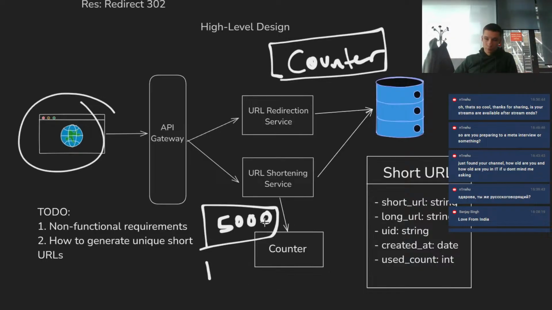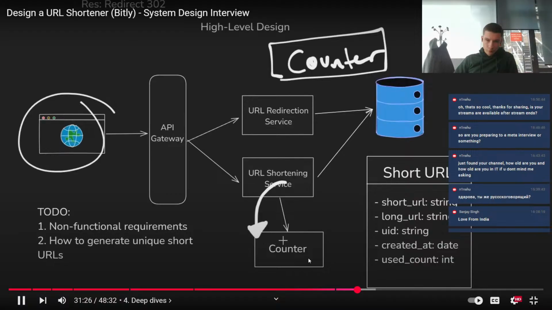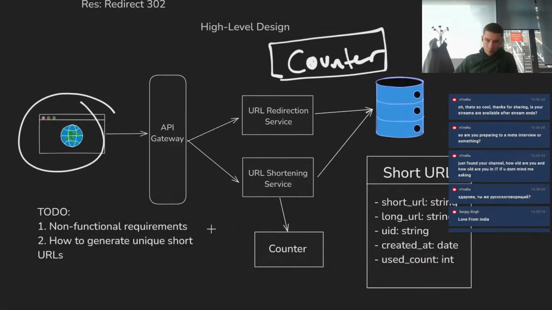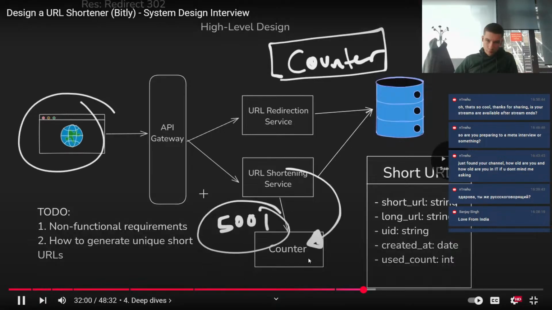After we do that, we get that 5,000. We're going to increment the counter. So this is great because it's very, very quick and it's very predictable.